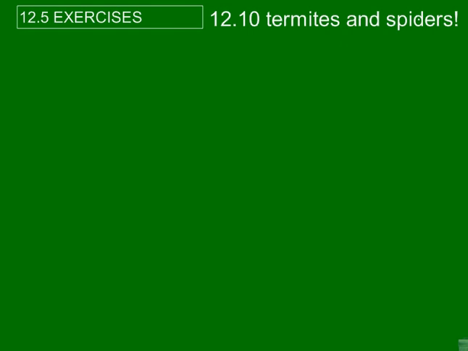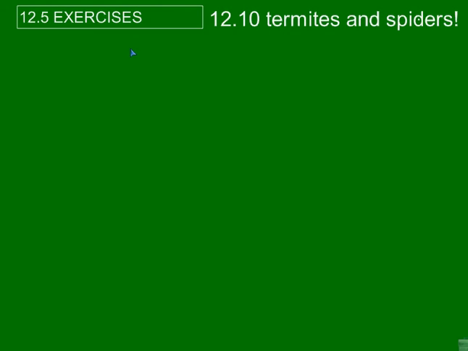Okay, problem number 10. Problem number 10 is termites and spiders. So apparently you're going to move into this house, and whoever inspected this thing did not find that it is infested with termites and spiders. So it says the day you move in, there's a bunch of termites.